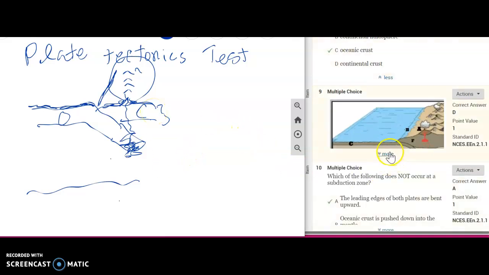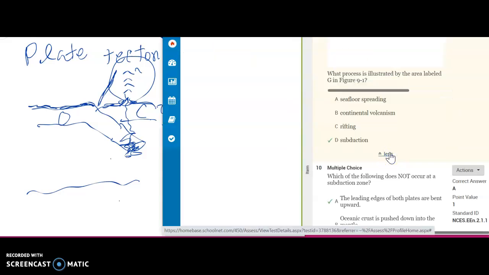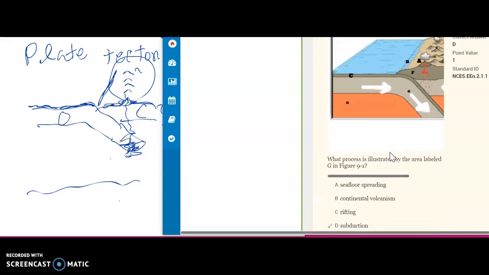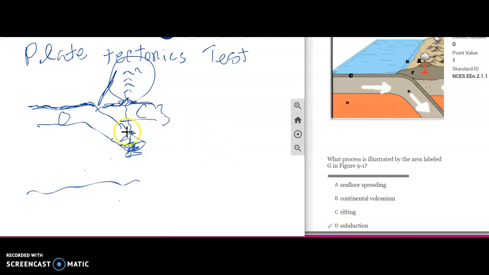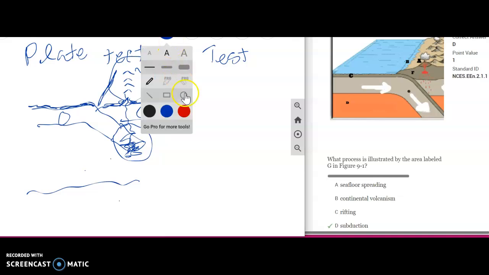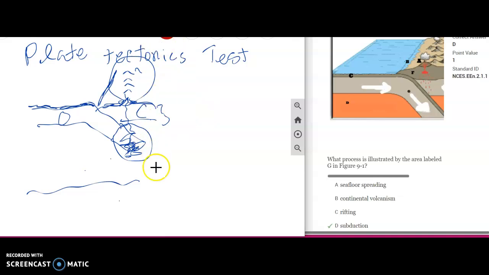Let's go on to number 9. Number 9 is looking at the same diagram and asks which process is illustrated by the area labeled G. So if you're looking at G down here, right here, over on our diagram, that would be here. Here is the part labeled G. Let me see if I can get that a different color for you. Yeah, there we go. So this would be your part labeled G right down here. And this was the part that became liquefied. That's your subduction zone. Subduction zone.